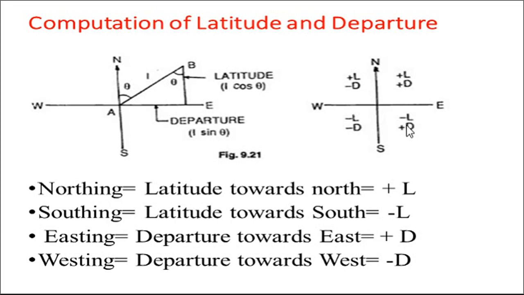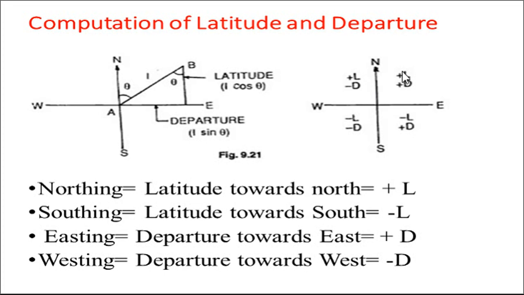When line is in second quadrant, then its latitude is negative and departure is positive. When the line is in third quadrant, then both latitude and departures are negative. And when the line is in fourth quadrant, then its latitude is positive and departure is negative.